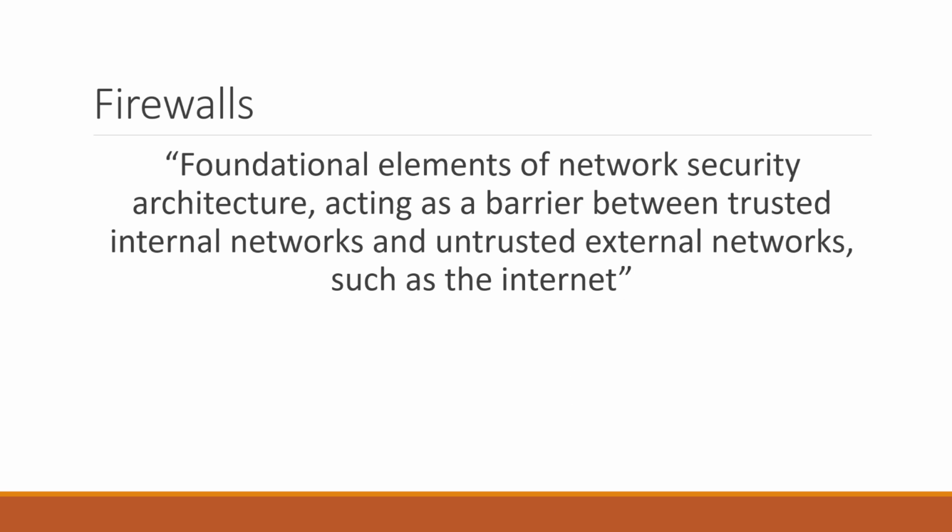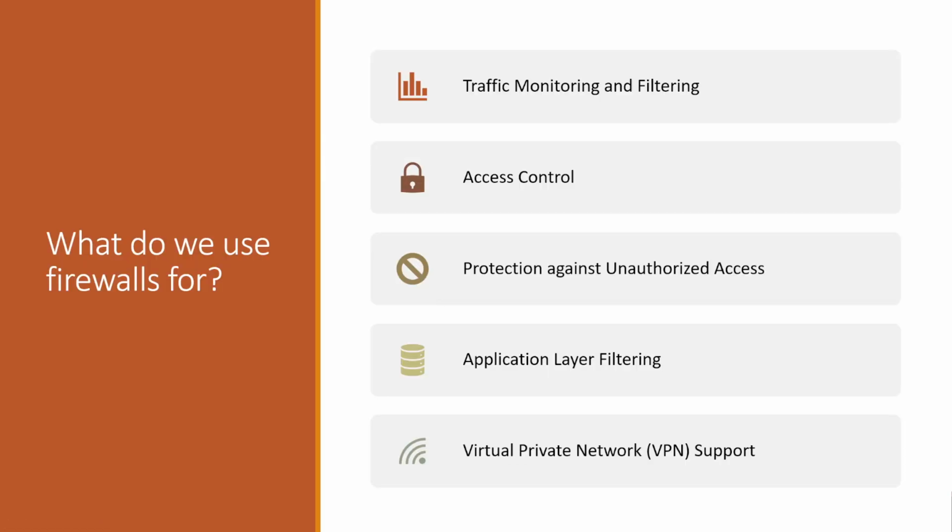Next, we'll talk about firewalls. Now, firewalls are one of the foundational elements of network security architecture. They're going to act as a barrier between our trusted network and our untrusted network, such as the internet. Now, what do we use these firewalls for? Well, firewalls can monitor all traffic entering or leaving the network, examining the packet headers, and applying security rules to decide whether or not the traffic should be allowed or blocked.